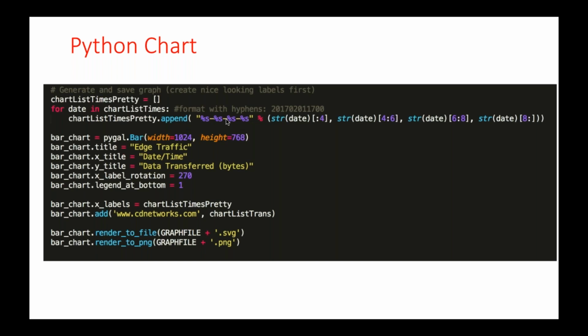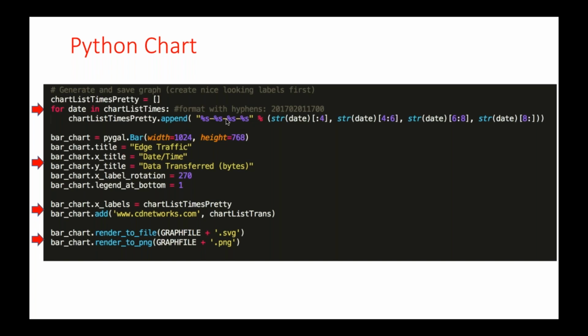Just going to look much nicer. It was bothering me to look at without hyphens, so I decided to put that in there. I do some setup for the chart itself. I choose a bar chart, width, height, put in some nice strings up there, this, that, and the other. Add some labels, and the labels are going to be the pretty date time labels as opposed to the raw ones. If you didn't want the hyphens, you could use the other one and skip that.